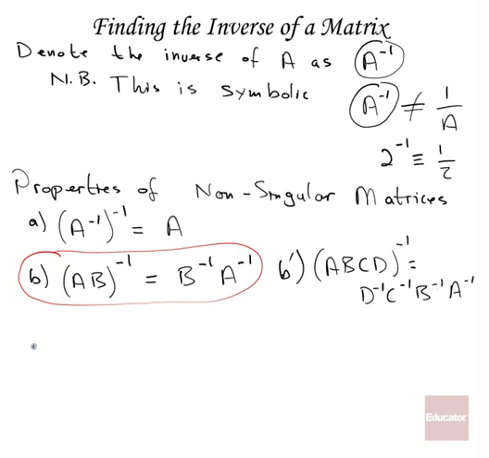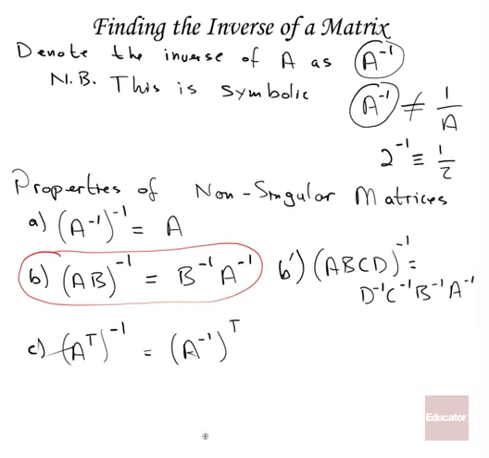Just work your way backwards, just like the transpose. And C, our final property: if we take a matrix and take the transpose of it, and then take the inverse of it, what we can do is just take the inverse first, and then take the transpose. In other words, the transpose and the inverse are switchable. Okay.